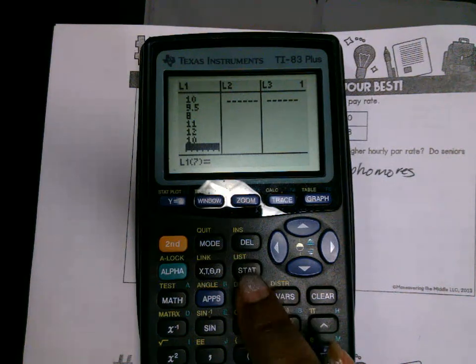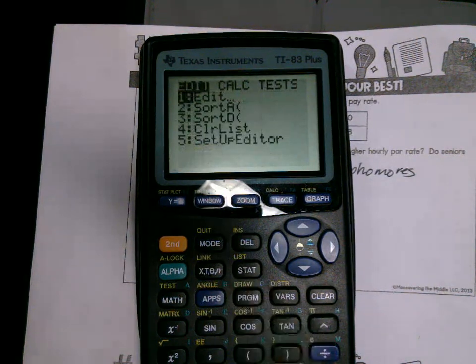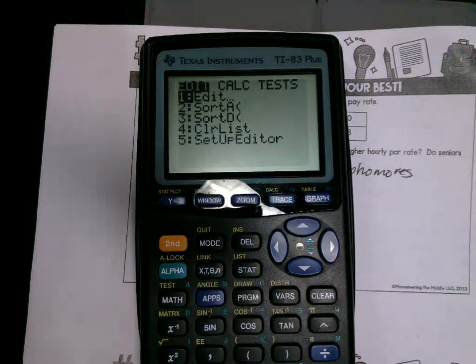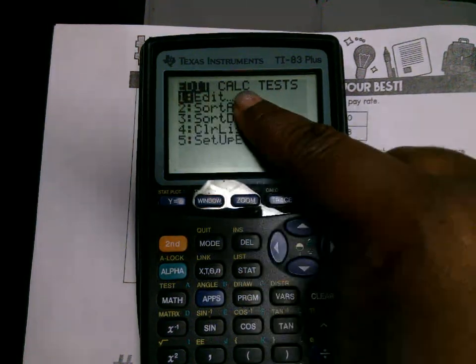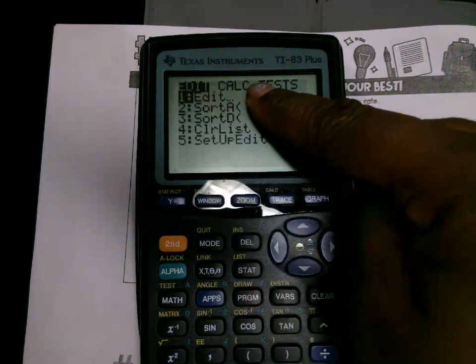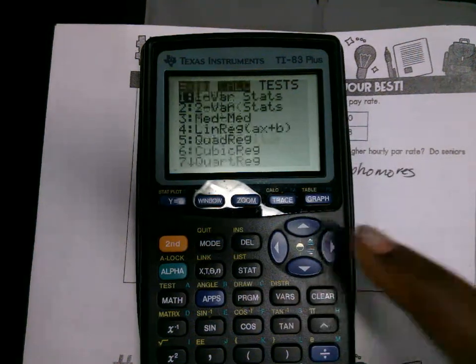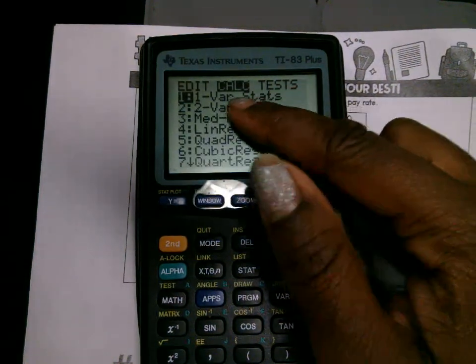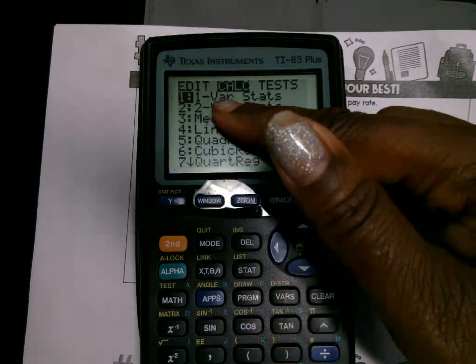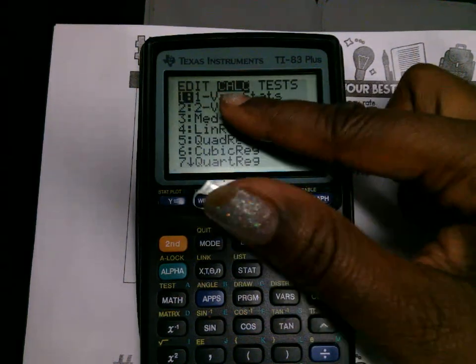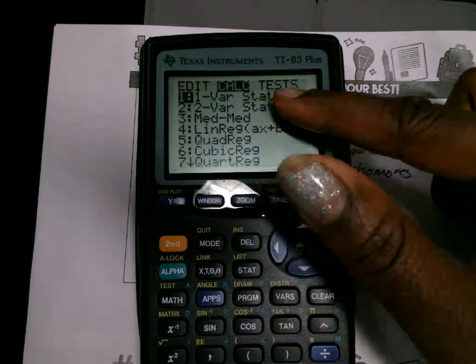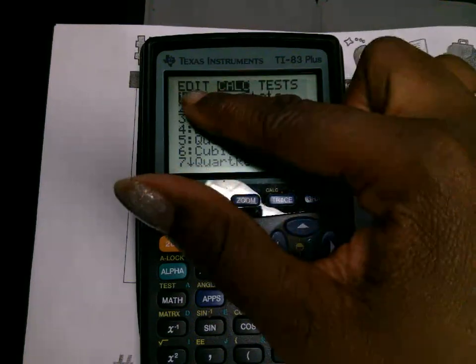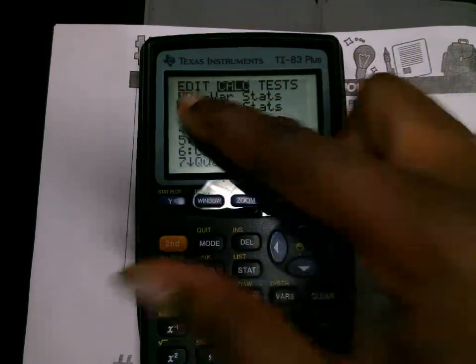All right, so now we're going to press stat. Stat is right here. We're going to go over to calculate. We're going to calculate some things. So go over to calculate. The first option is going to be 1 var stat. This is talking about using those numbers and creating statistics, okay? So we're going to use that first option. So press enter.